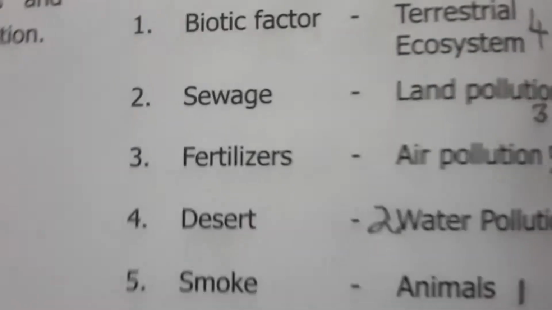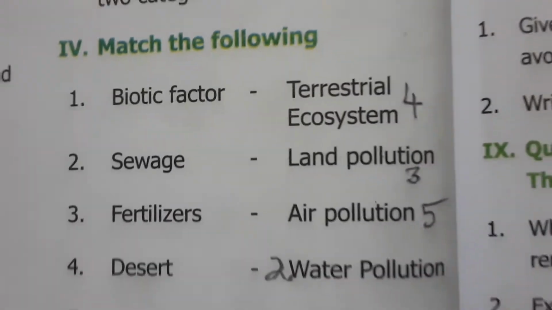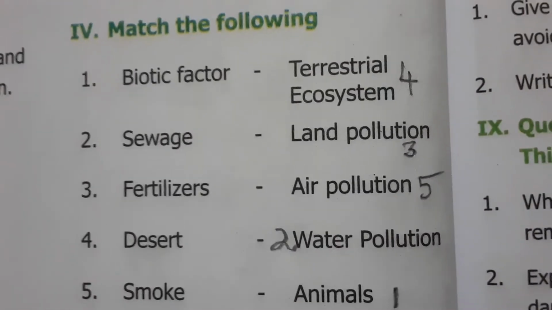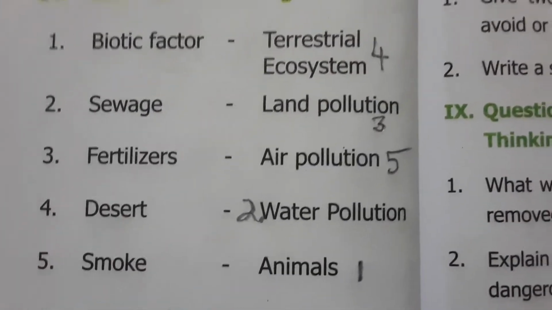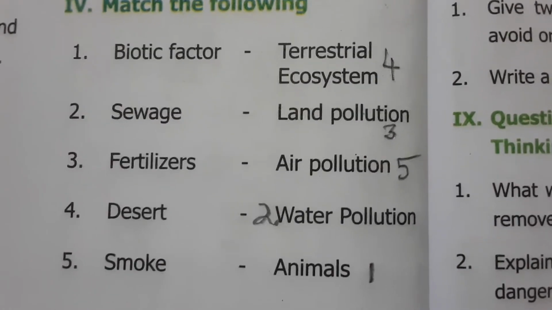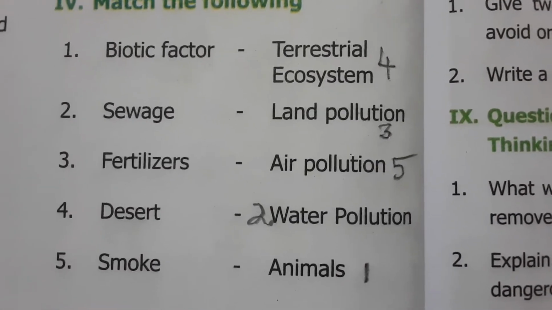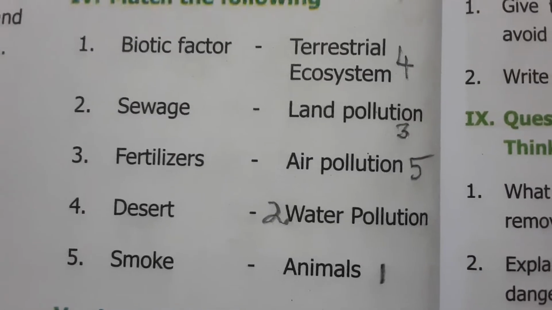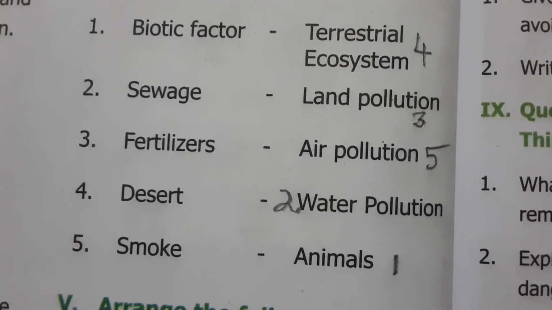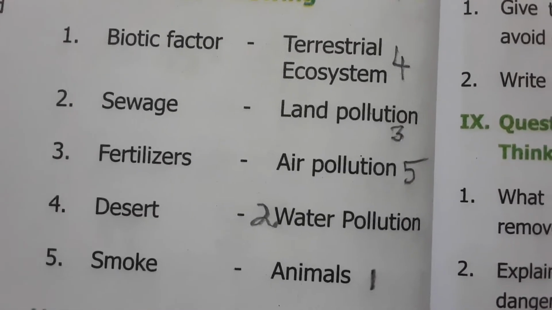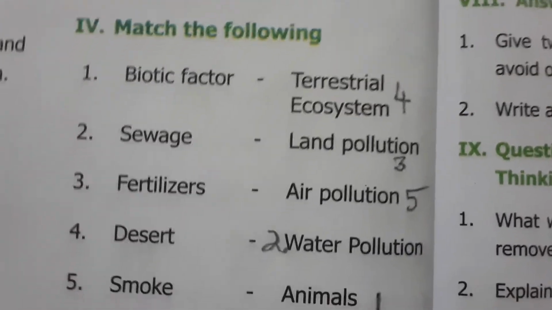Biotic factor. Animals come under the biotic factor. Sewages are water pollution. Fertilizers are causing the land pollution. Desert is a terrestrial ecosystem. Smoke, that means fog. Smoke with fog leads to the air pollution. So smoke is air pollution.